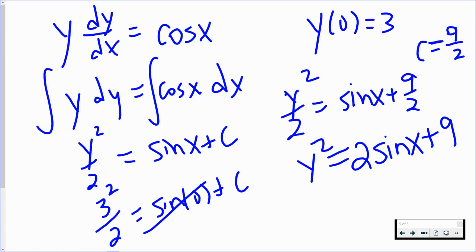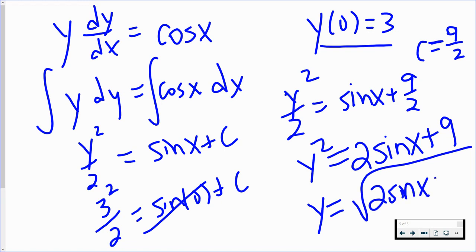If we take this square root, now notice our initial condition, y of 0, was positive 3, so we want the positive square root. So y equals the positive square root of 2 sine of x plus 9. And that would be our equation that would work for this differential and the initial condition. This is called the particular solution. We've done that before with integrals. We just had not done that before with separation of variables.